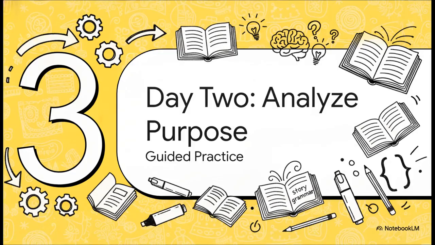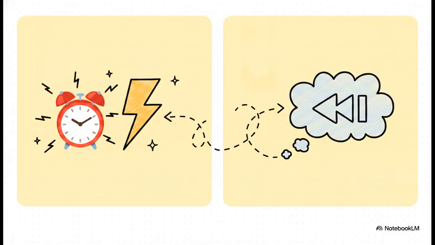Which brings us to Section 3. Day 2. Analyzing purpose, with a big focus on guided practice and text markers. On Day 2, the focus shifts. We start releasing some of that responsibility, empowering the students to actively hunt for the structural clues that make a flashback work. By looking for these text markers, they see the actual mechanics behind the magic.